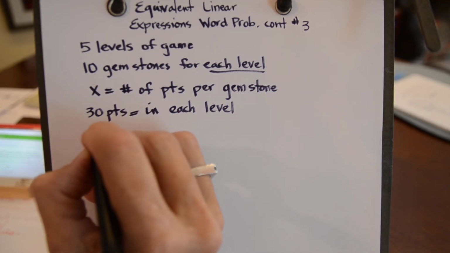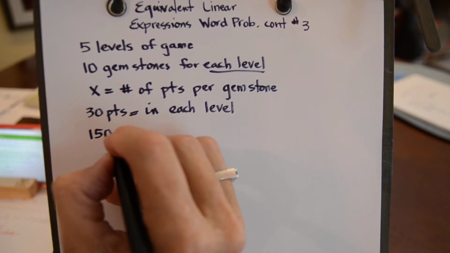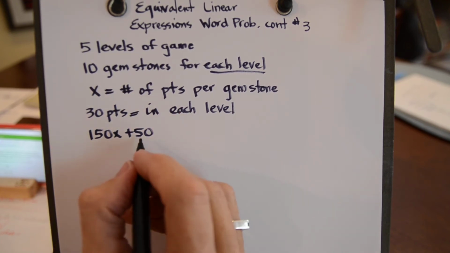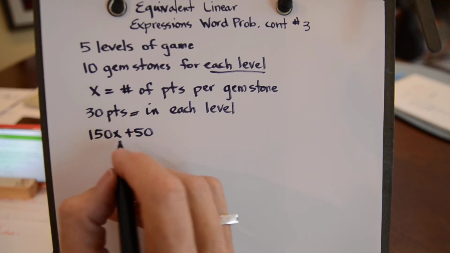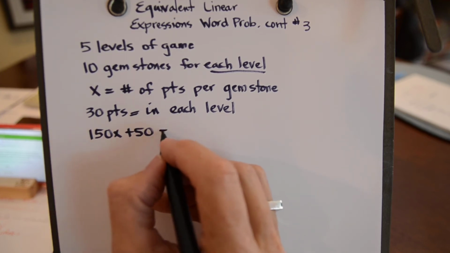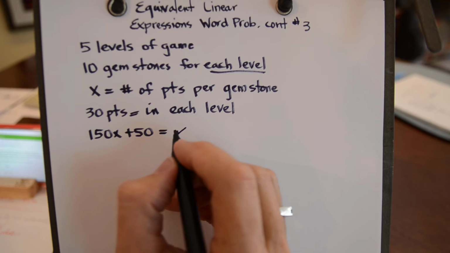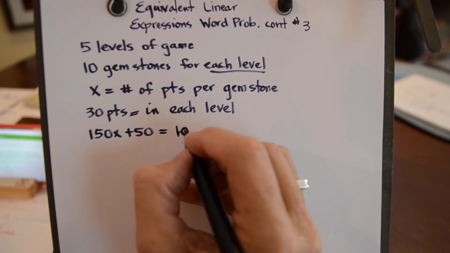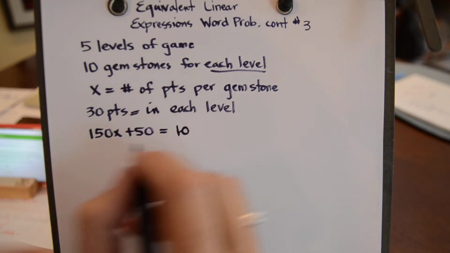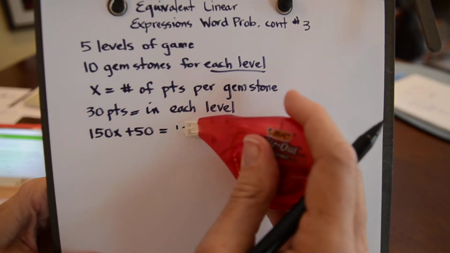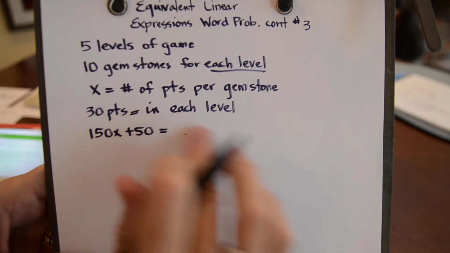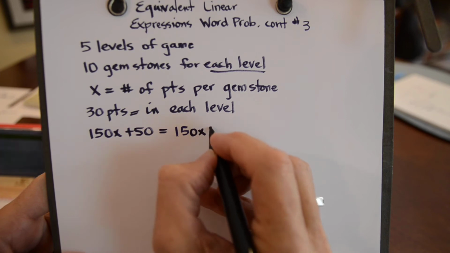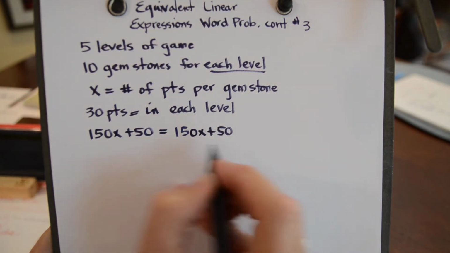So I have 150x plus 50. Can you add those together? No, you cannot. So this is already simplified. It can't go any further. So that's as far as it goes. I'm just going to rewrite it as the same thing. This is staying exactly the same. 150x plus 50 cannot be simplified.